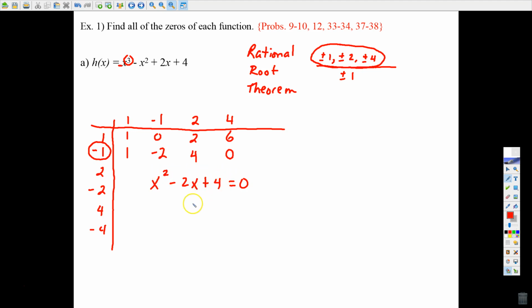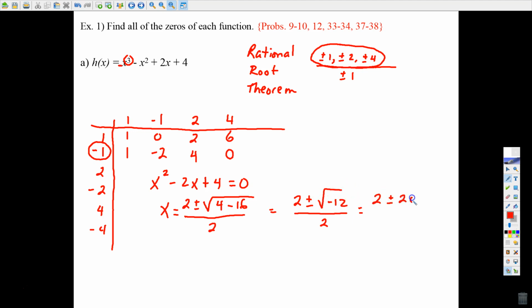This does not factor, but we could always use the quadratic formula, or you could complete the square if you so desire. I'm going to use the quadratic formula and do the opposite of b, plus minus the square root of b squared minus 4 times 1 times 4 all over 2 times 1. And 2 plus minus the square root of negative 12 over 2. And now we'll work on simplifying the square root of negative 12. And that's 2i square root of 3 over 2.